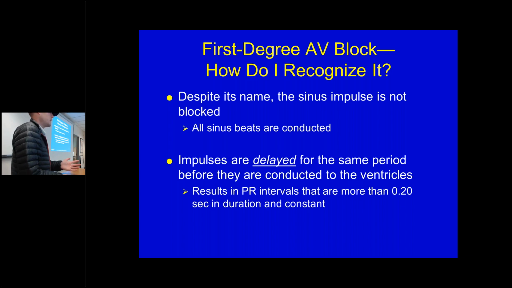So first degree AV block, fairly asymptomatic, right? A patient can live their whole life with a first degree AV block and not have any problems. So even though it's called an AV block, like I was saying before, it's not complete, right? There's still an impulse that's getting through. Sinus beats are being conducted.